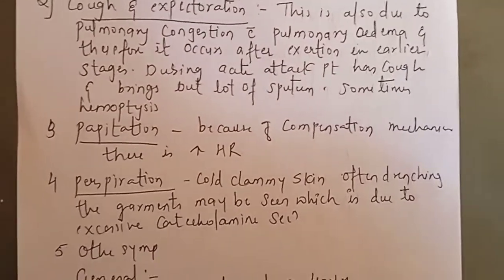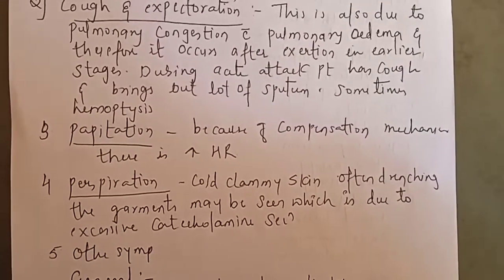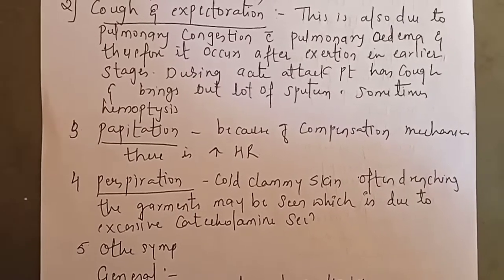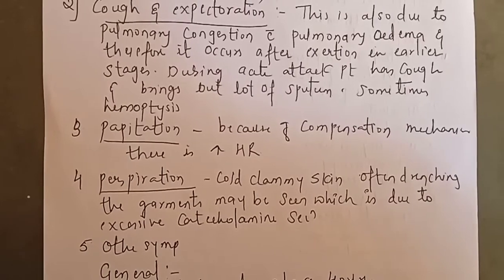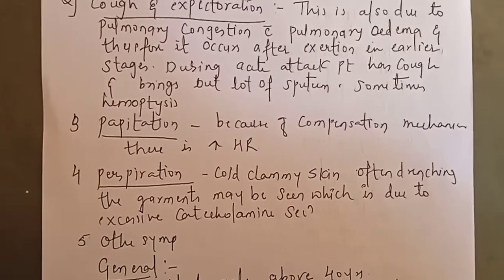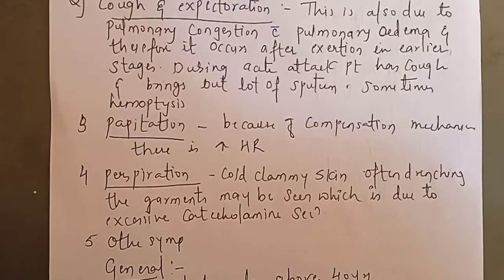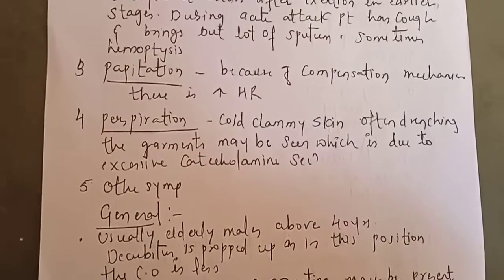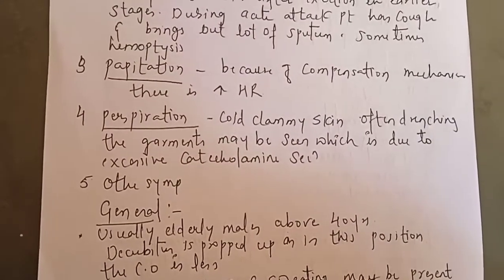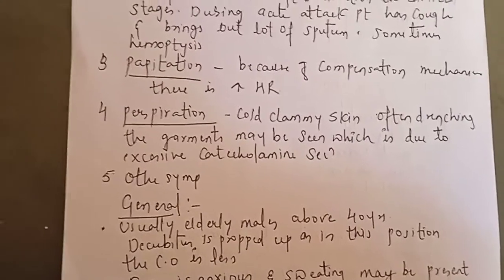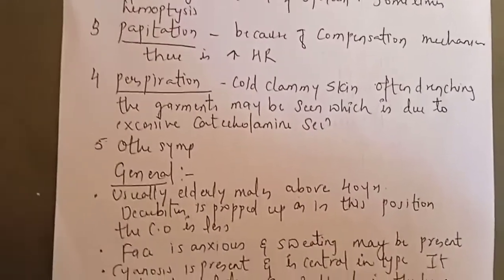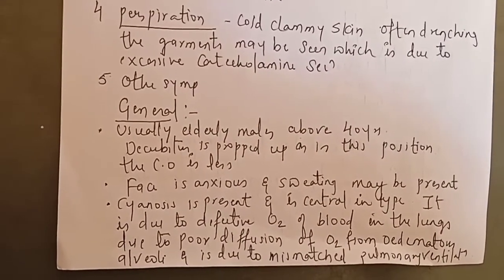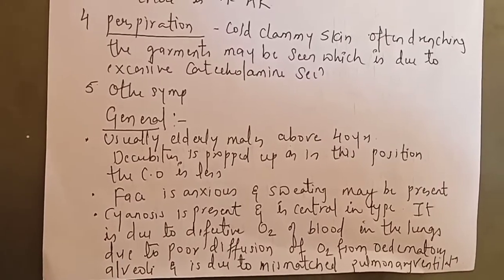So third is palpitations. Generally palpitations is there when the heart is trying hard to pump out the blood, so there will be increased heart rate. So palpitations means the sound will come. Perspiration generally will be there. Cold clammy skin, often drenching the garment, may be seen, which is due to excessive catecholamine secretion. Other symptoms will be general symptoms: usually elderly males above 40 years are affected. Decubitus is propped up as in this position.